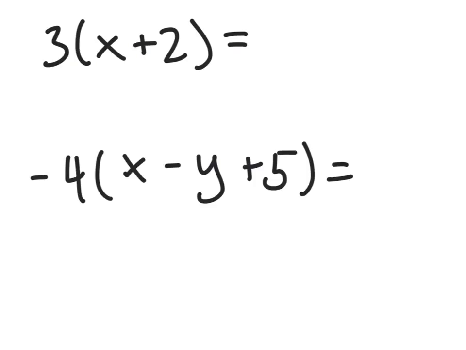Another example of the distributive property here. We have a number on the outside of parentheses. They're being added on the inside. So 3 times x will give us 3x. And then we have a plus because it's all positive. 3 times 2, which is 6. So we get 3x plus 6.